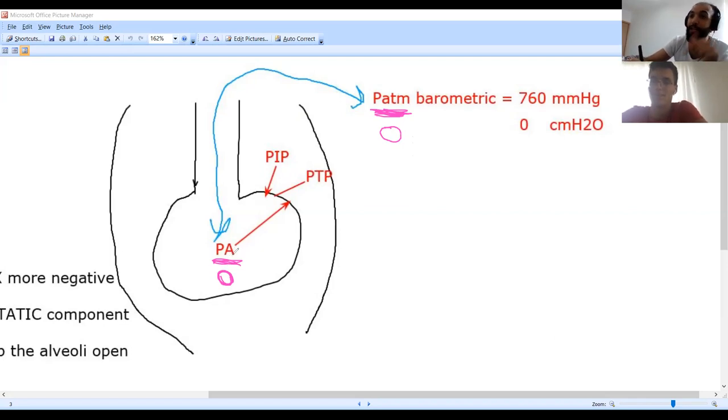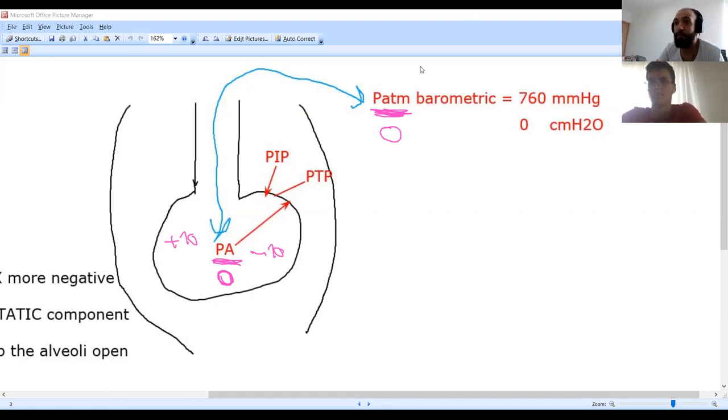Alveolar pressure. If I make the alveolar pressure, for example, plus 10, what happens to the air? It will move out. We will have flow towards the outside. But if I make it minus 10, what will happen to the air? It will come in. So if I decrease the PA, the air will come in. If I increase the PA, the air will go out. You understand?